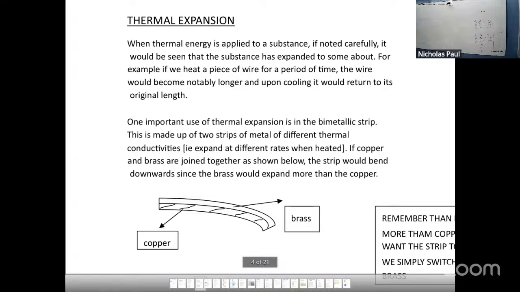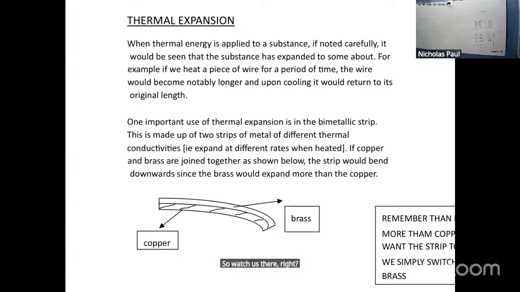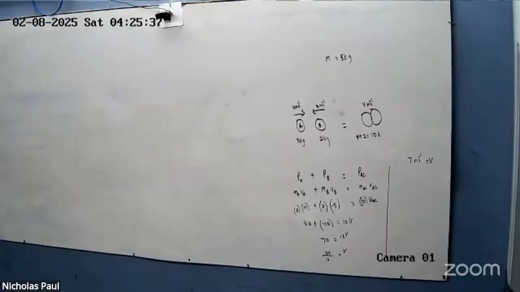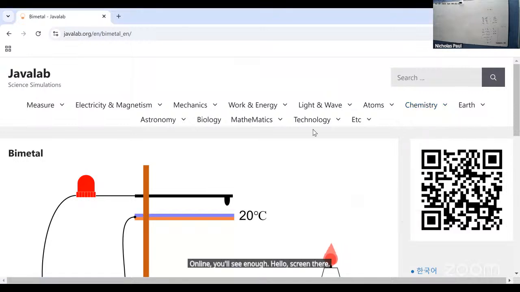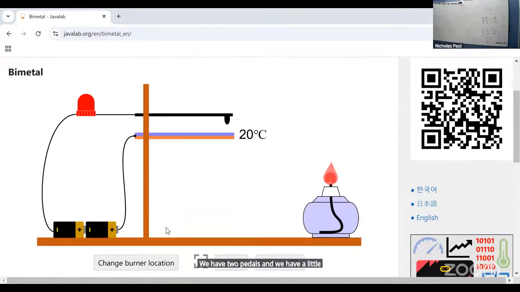Right, online. So watch this here, right? You'll see a little screen there. So here we have two metals, right? We have two metals and we have a little circuit set up here. If you can see here, you can see everything now, right?